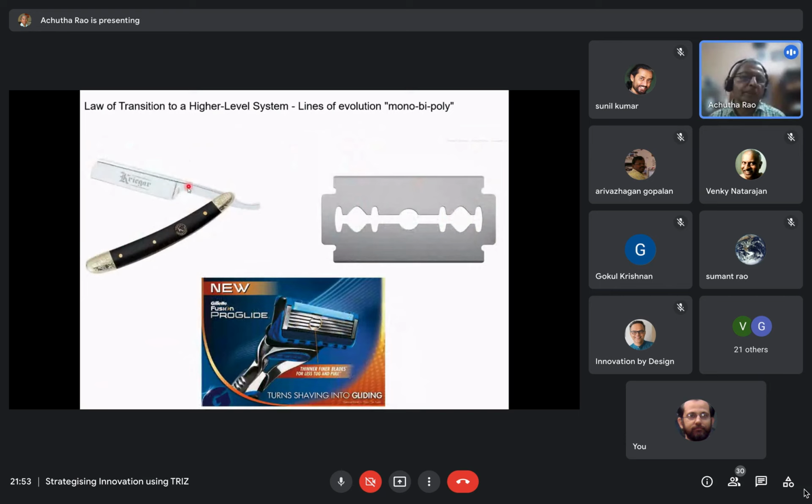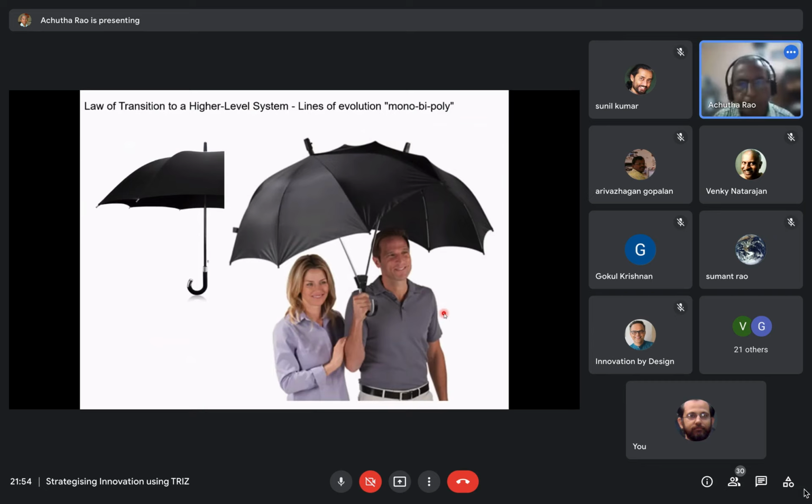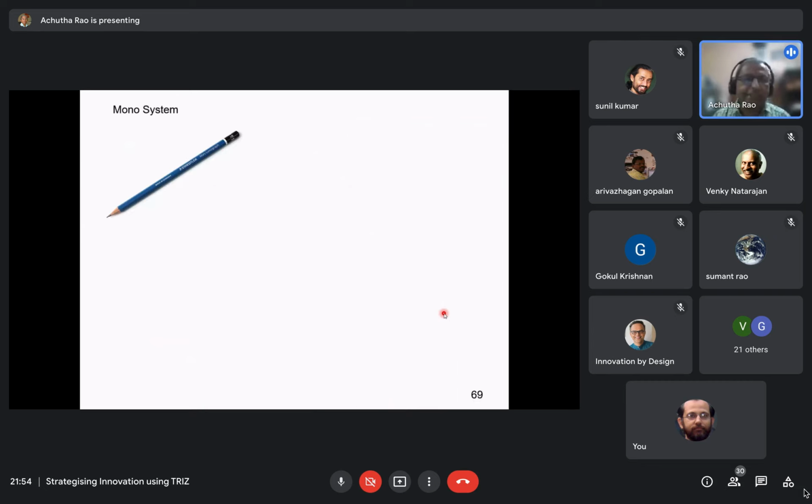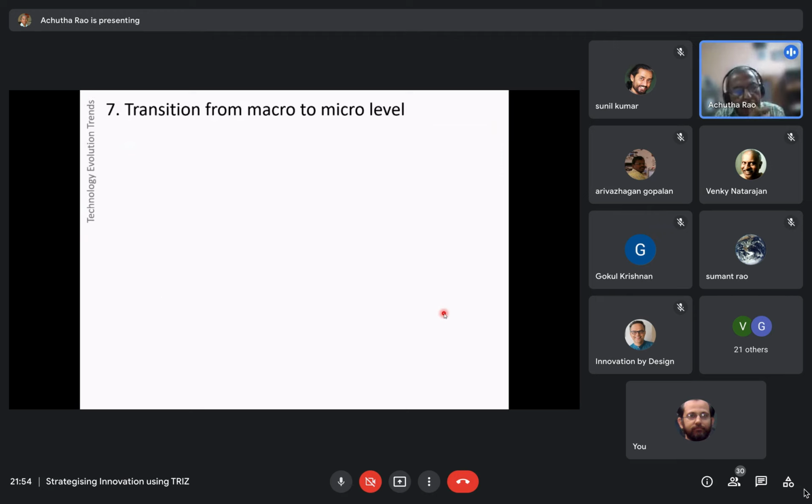If you see, this is a mono-system, two of these sharp edges became a bi-system, and multiples of them become a poly-system. That means multiples become one system. Okay, so this becomes a new mono-system. This is another very important trend we can exploit. This is only for fun. For example, a pencil with an eraser is a bi-system: record, erase, copy, and all those things. Mostly, this is another way of reducing the number of items that we design and manufacture.